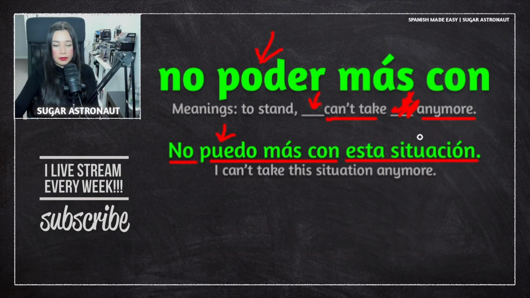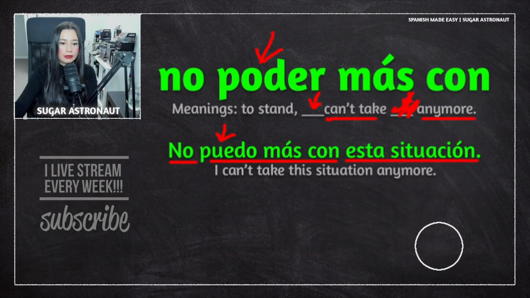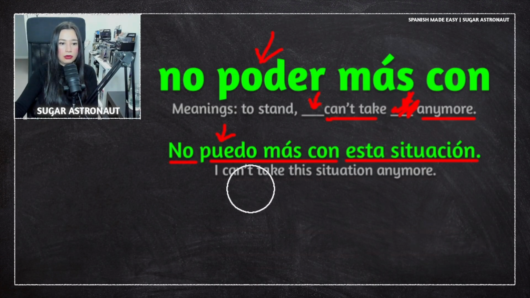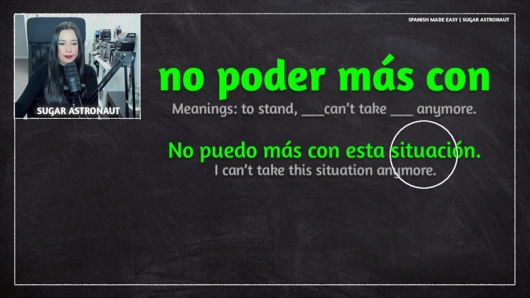Okay, just remember the order is very important. If you say no puedo más esta situación con, or no puedo esta situación más con, it doesn't make sense. So it has to stay together. No poder más con. Now let's look at the next example.